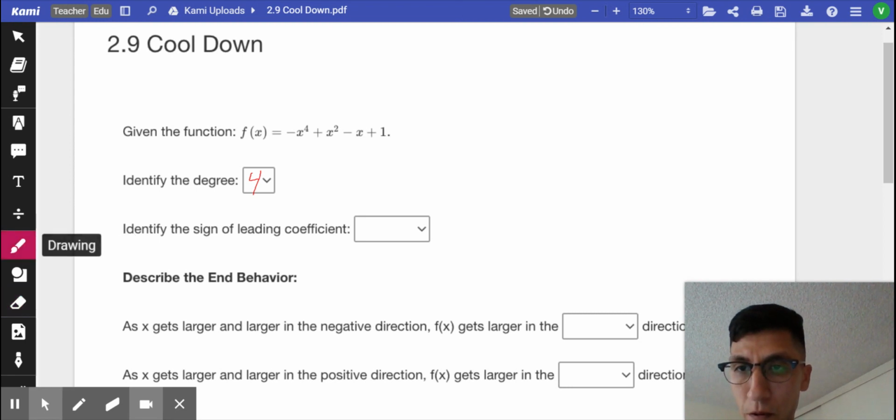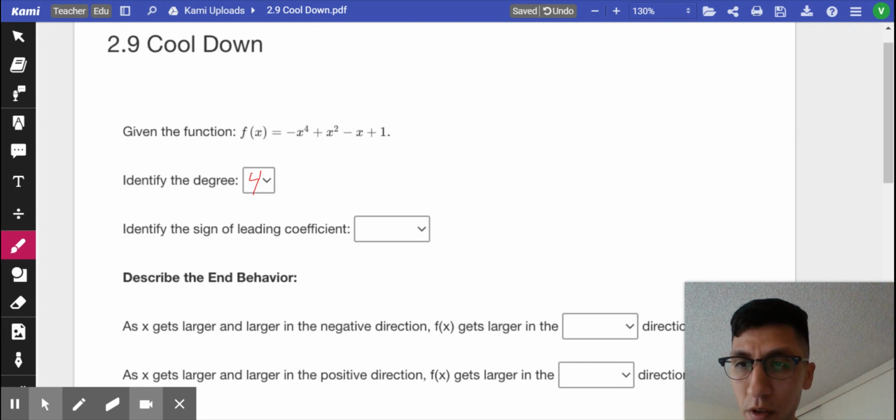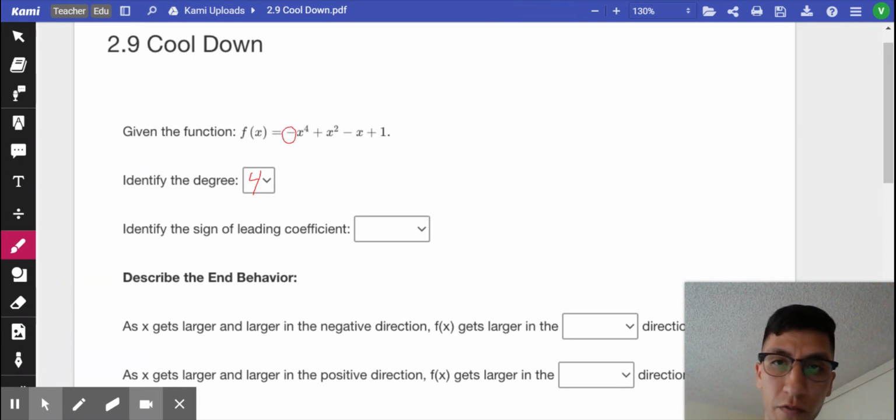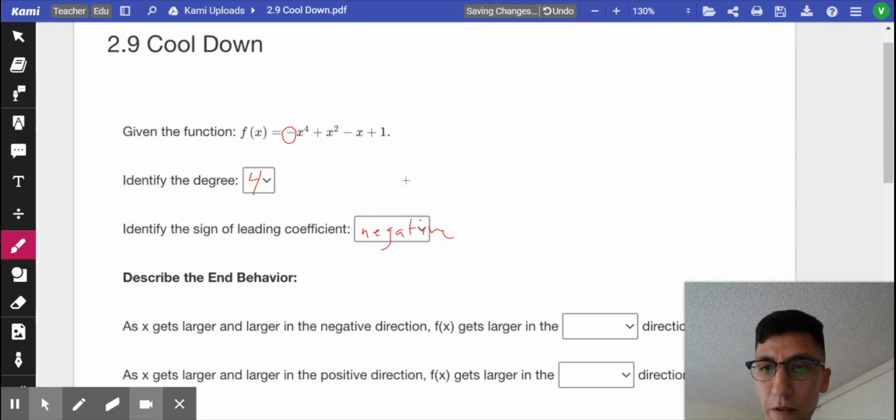Identify the sign of the leading coefficient. The leading coefficient is just the value in front of the variable with the largest exponent. In this case, it's x to the fourth, and you see here that the value in front of x to the fourth is -1. So the sign you should have said was negative. Your options were either negative or positive.